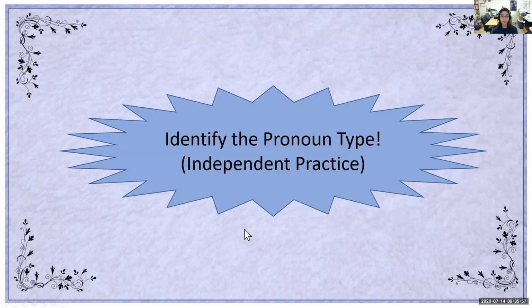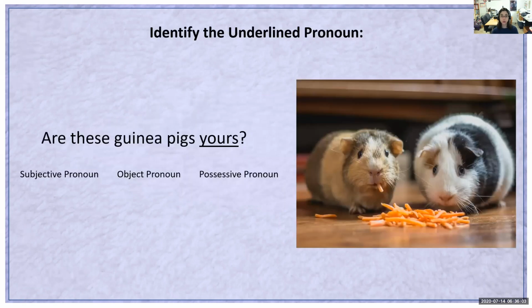All right, so now it's time for some independent practice of identifying the pronoun type. So it's the same activity, except you get to do it. Okay, so are these guinea pigs yours? You get to determine if yours is a subjective pronoun, an object pronoun, or a possessive pronoun. So I'll let you pause the video and figure out which one it might be.